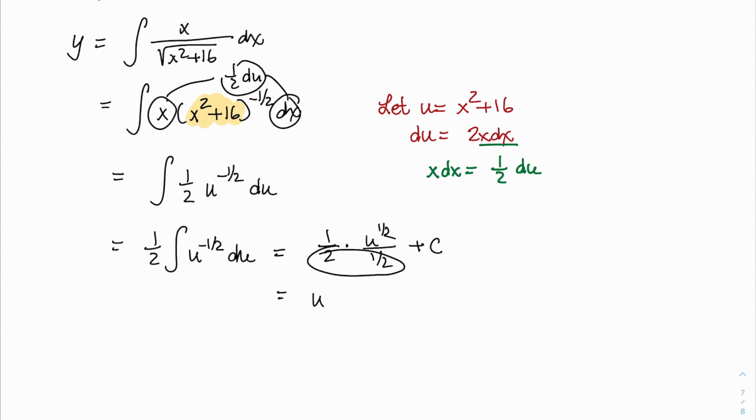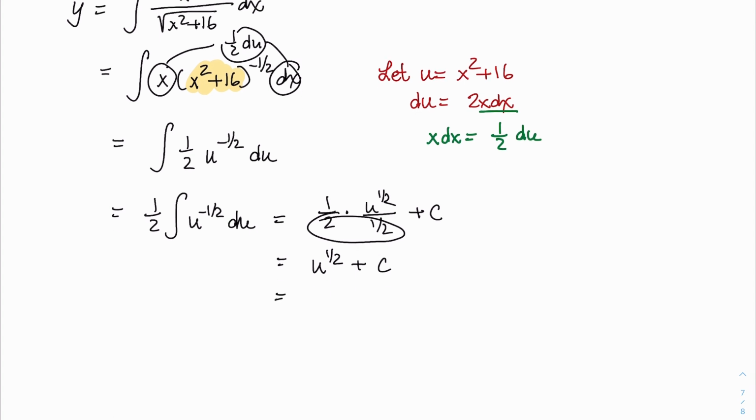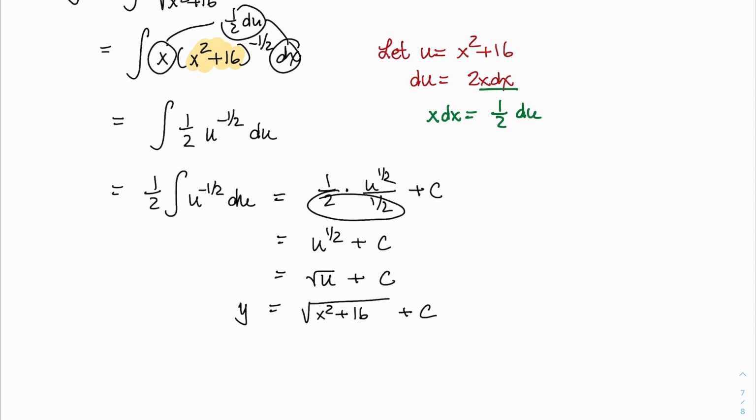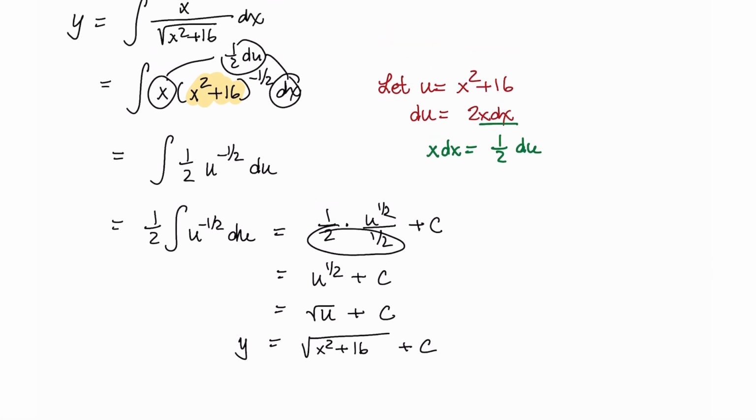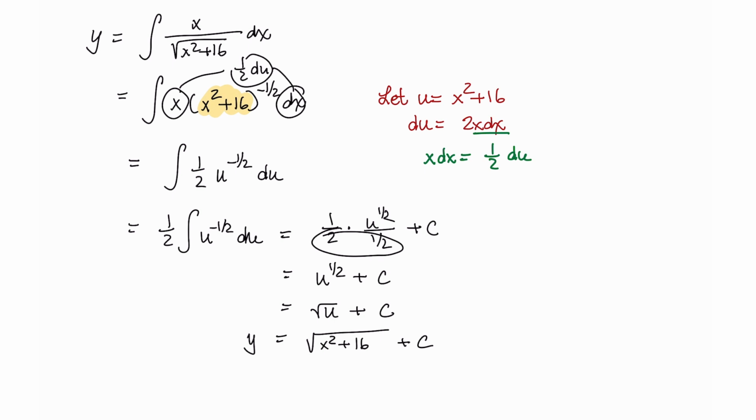So either way, I just end up with u to the 1/2 plus c, which we could write as the square root of u plus c, just to make it more familiar, which is the square root of x squared plus 16 plus c. Remember, that's all y. Okay, so the family of curves that solves the functional part of the differential equation is y equals square root of x squared plus 16 plus c. So c could be any constant at this point.